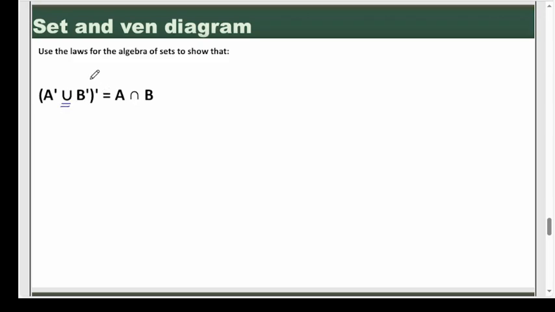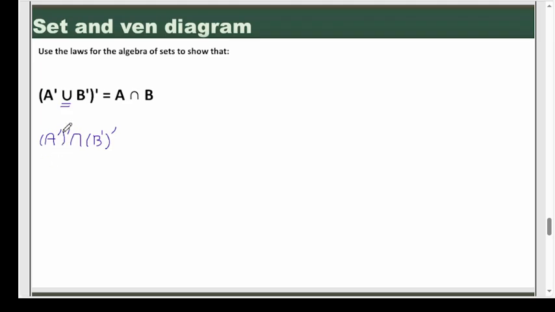Let's apply this prime step by step inside this parenthesis. So the prime for the first term, a prime, prime. As I said, when I apply this prime, union will be converted to intersect sign, and then go for the second term, b prime, prime.